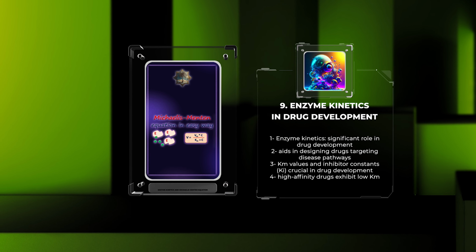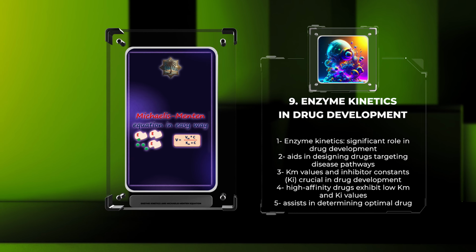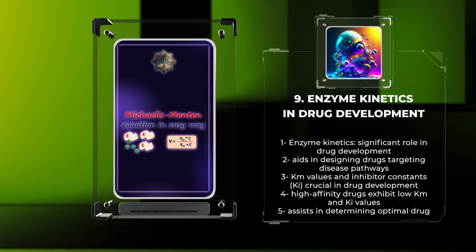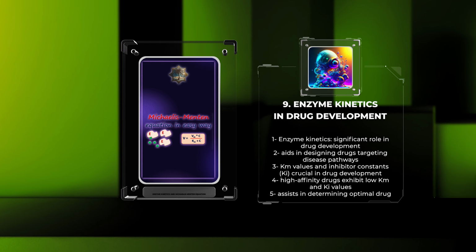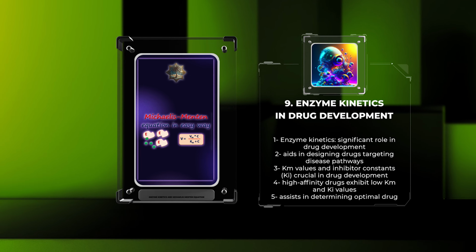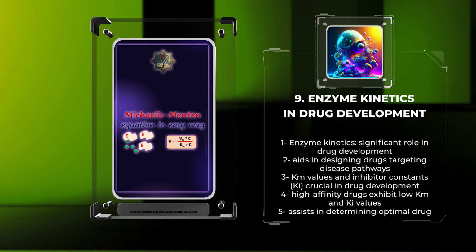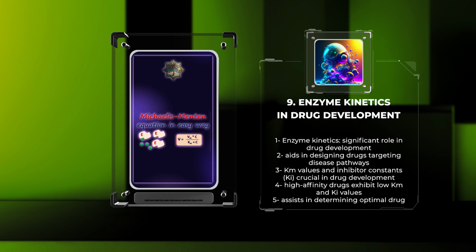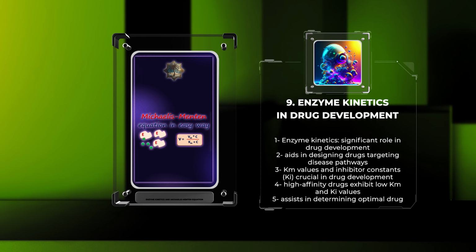Enzyme kinetics plays a significant role in drug development. Understanding an enzyme's kinetics can aid in designing drugs that specifically target enzymes involved in disease pathways. In drug development, Km values and inhibitor constants, Ki, are crucial parameters to consider. High-affinity drugs typically exhibit low Km and Ki values, indicating strong substrate or inhibitor binding. Furthermore, enzyme kinetics assists in determining optimal drug dosages, predicting drug-drug interactions, and evaluating potential adverse effects. By studying the kinetics of enzymes targeted by drugs, scientists can optimize drug therapies and increase their effectiveness while minimizing side effects.